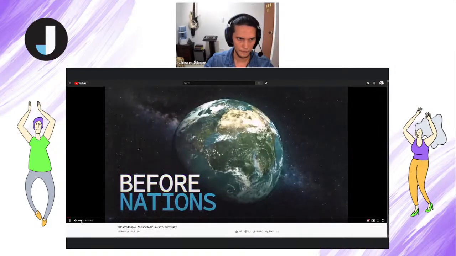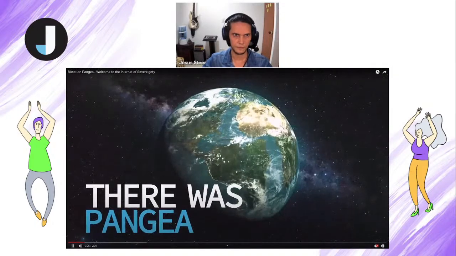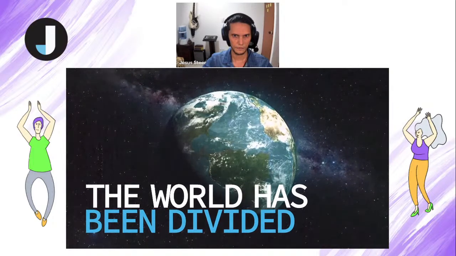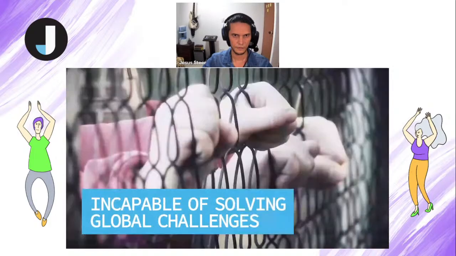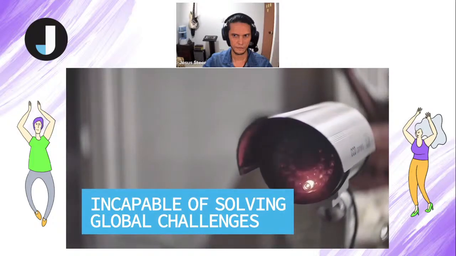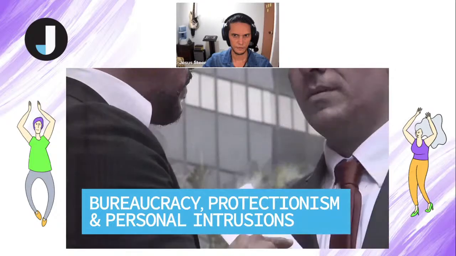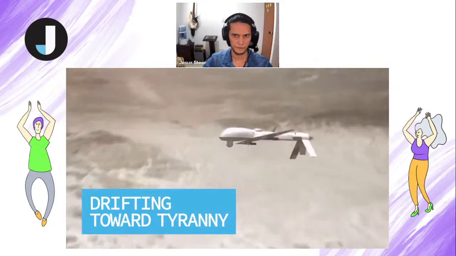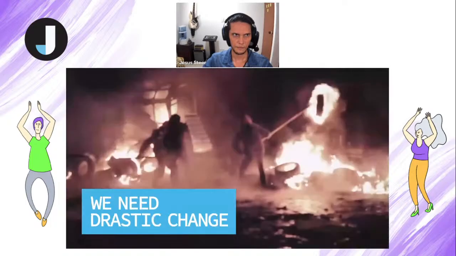Before nations, before borders, there was the Pangaea supercontinent. Since then, the world has been divided by tectonic shifts, widening oceans, and stifling politics. Nation-states are crumbling under the weight of local and global challenges that they seem incapable of solving. Rather than embracing a borderless world and increasing personal freedoms, governments and multilateral organizations have overseen a surge in bureaucracy, protectionism, and ever greater intrusions into our personal lives. To prevent a drift towards tyranny, we need drastic change.